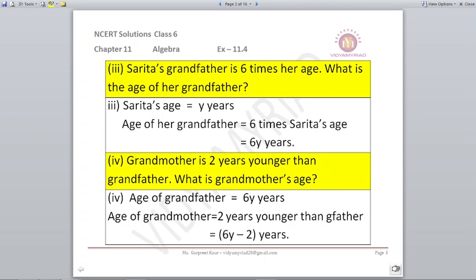Sarita's grandfather is 6 times her age. Now Sarita is at present Y years. So her grandfather will be 6 times, 6 multiplied by Y, that is 6Y years. Grandmother is 2 years younger than grandfather. That means what was the age of grandfather? 6Y. So for grandmother, we need to subtract 2 from it. So 6Y minus 2 will be the age of grandmother.